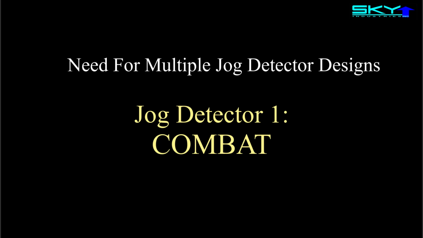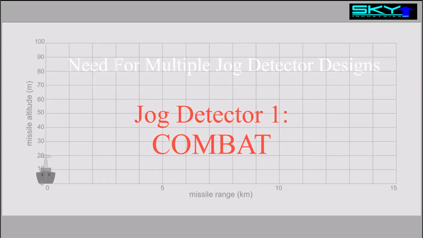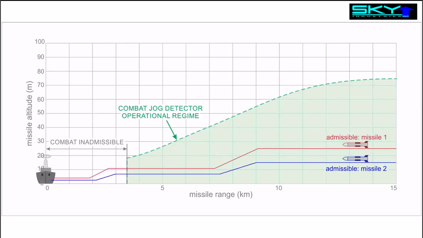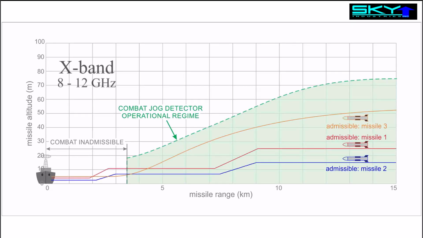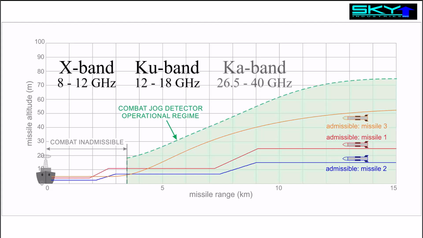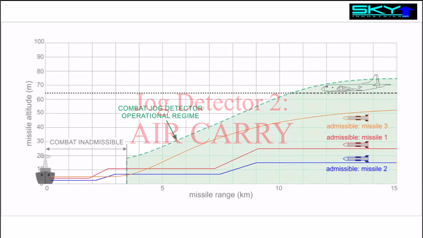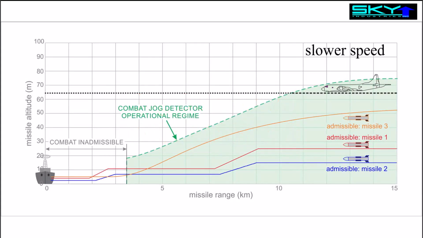For example, as a first example, consider a jog detector whose intended use is in combat against a guided missile attack. Now, typically this might involve a high-speed missile or even supersonic missiles, both skimmers and divers, in X-band, Ka band, and possibly Ku band. As a second case, consider air carry trials in which the aircraft necessarily flies at a slower speed and higher altitude than a real guided missile.